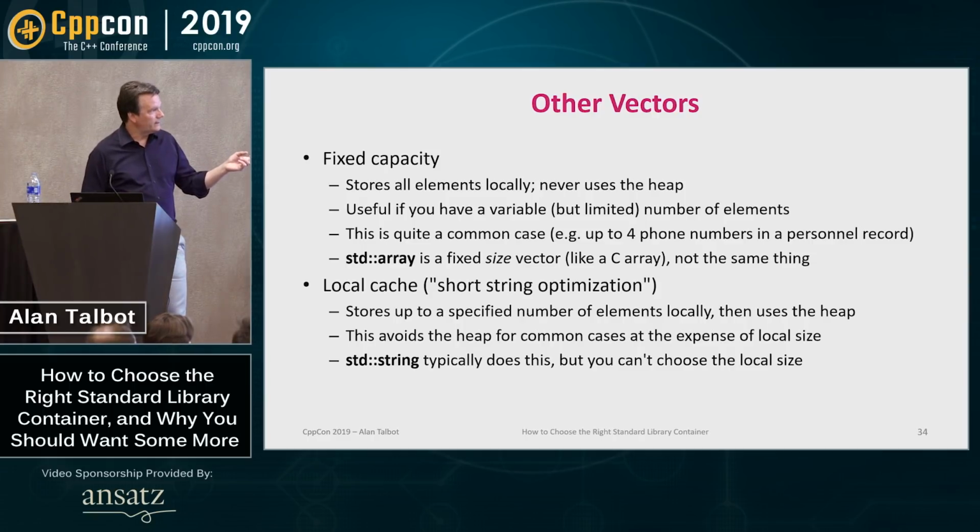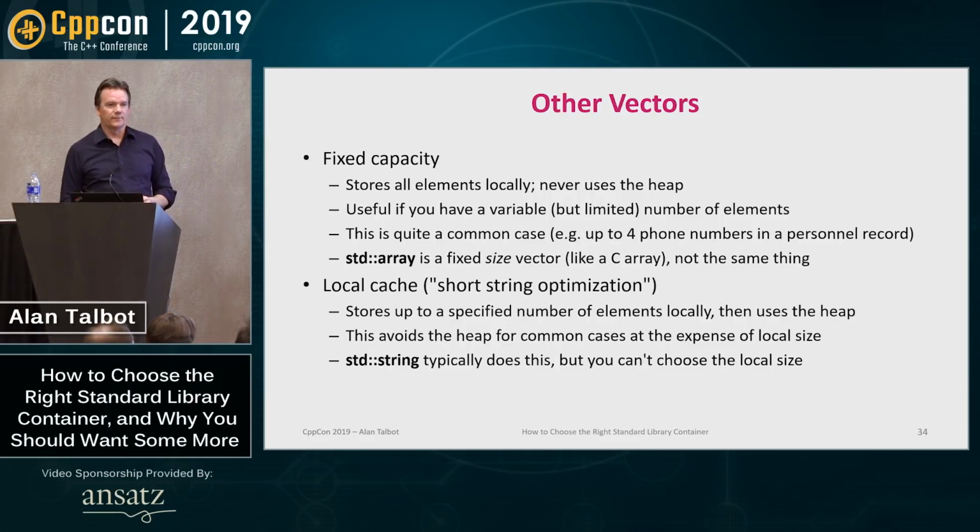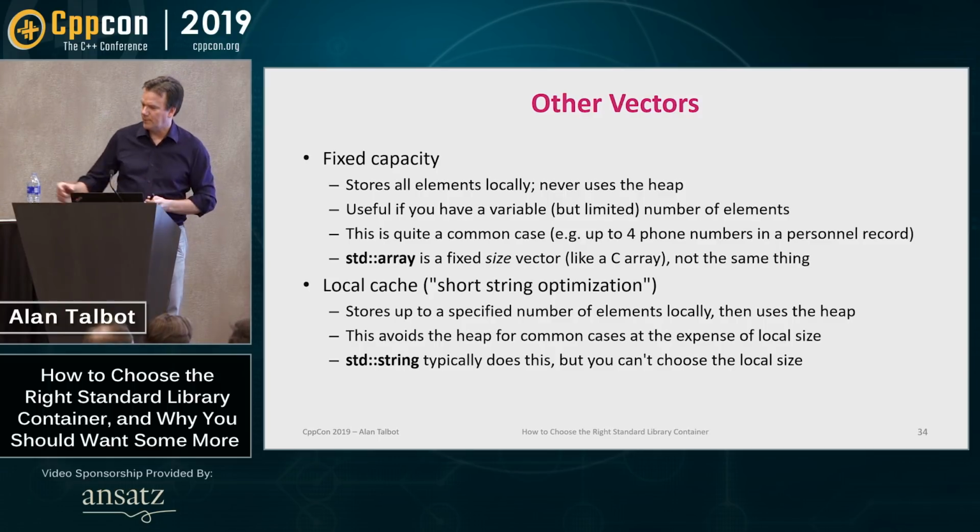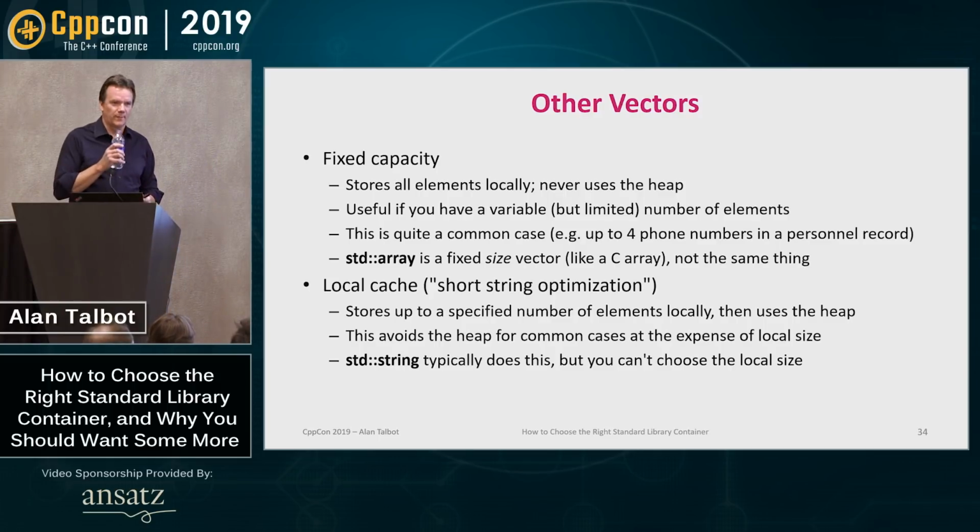And then the other very useful variant would be local cache or short string optimization, or there's several other terms for it, where it does the fixed capacity thing until it runs out of room, and then it goes out on the heap just like any other vector. Both of these have been proposed for the standard library, and I would like to see them. I actually personally think that vector ought to give you these options out of the box, but sadly it doesn't.